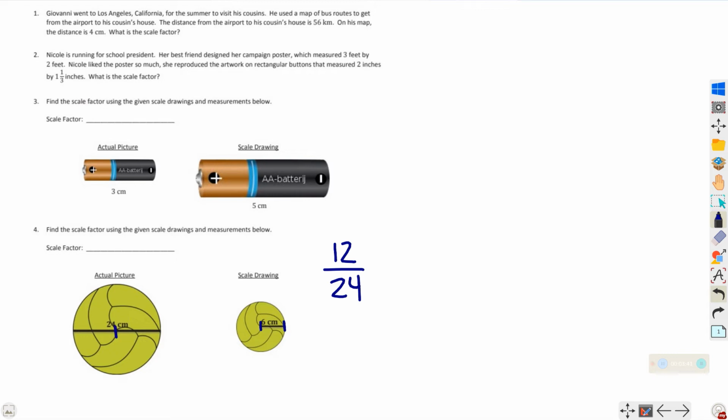And so halfway across this circle we would have 12. And 6 divided by 12 is 1/2. And 12 divided by 24 is 1/2. So either way, we should end up with 1/2 as our scale factor.